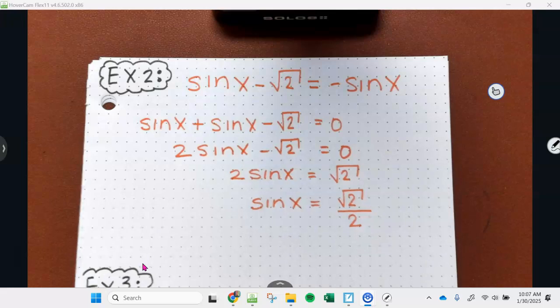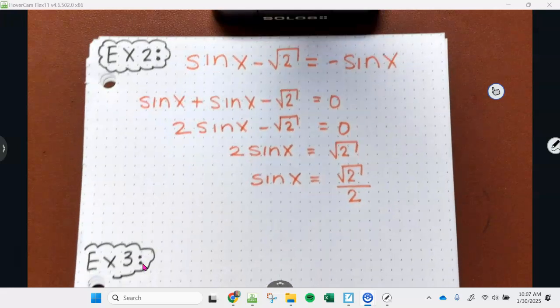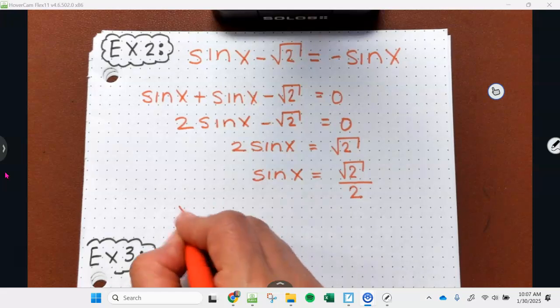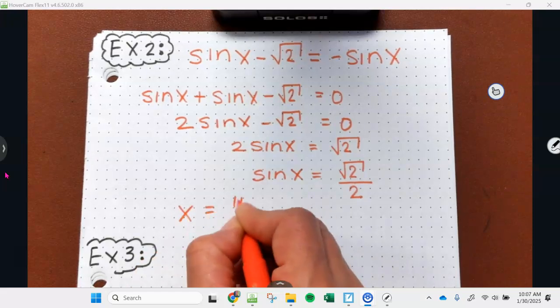All right. So now we are looking for the angle measure where you have a y coordinate of root 2 over 2. And there's 2 answers. Quadrant 1 and quadrant 2. What are those radians? Indeed. Yep. You're going to have 2 answers. They both have a 4 in the denominator. Good. So x is going to equal pi over 4.